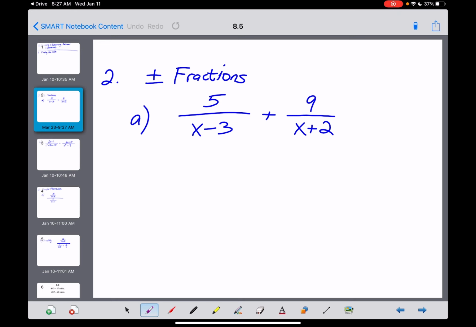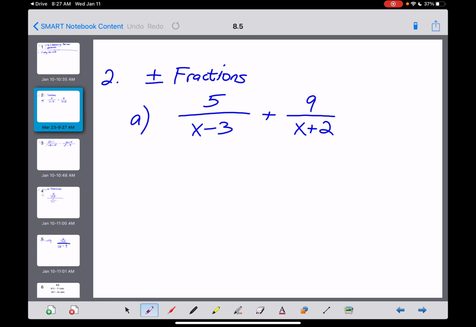5 over x minus 3 plus 9 over x plus 2. First thing I want you to notice, this is not as nice of a problem as some of the other ones we just saw. The denominators are not the same right now. So that's really what I wanted to work on in the second part of these notes. How do we find that common denominator when it's difficult to come up with right there, okay?